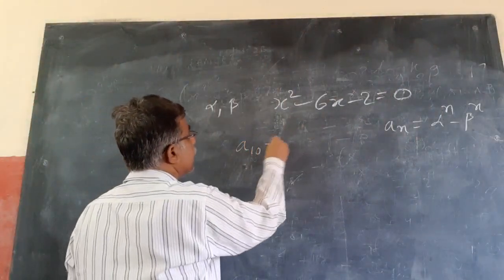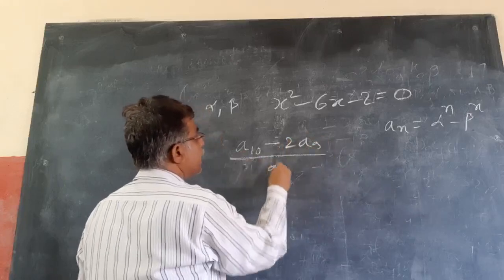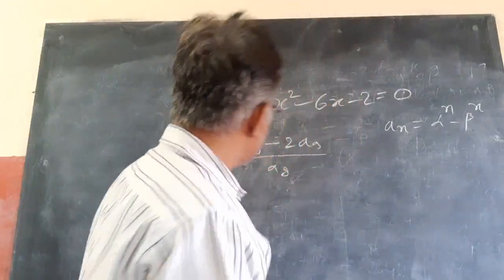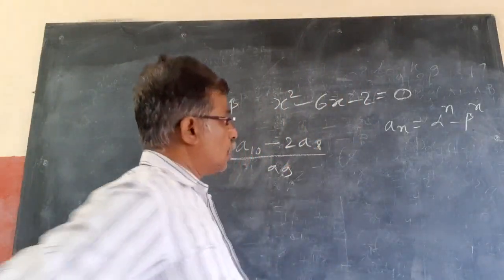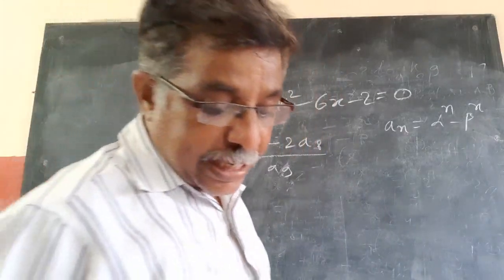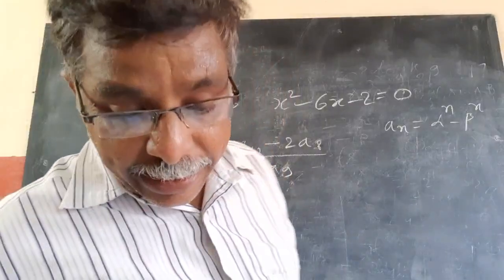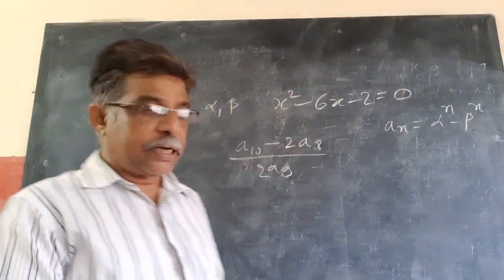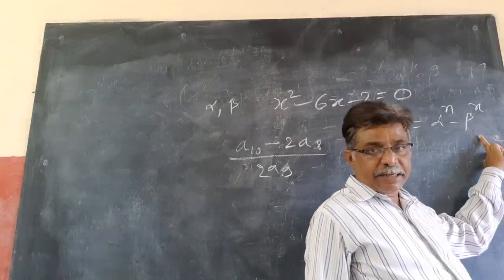a10 minus 2 into a8 by 2 into a9. So simple, very simple. Use the previous concept and make it up. He is asking a_n is alpha power n minus beta power n.